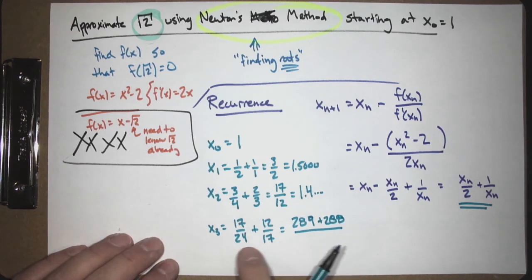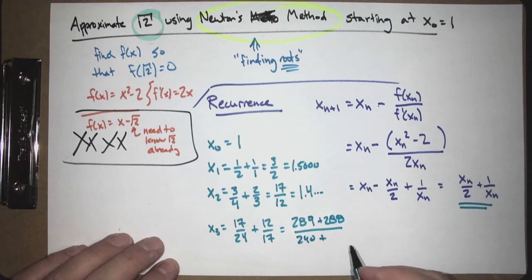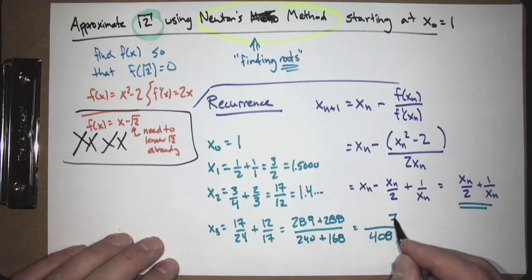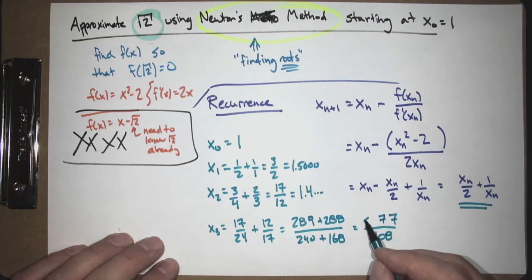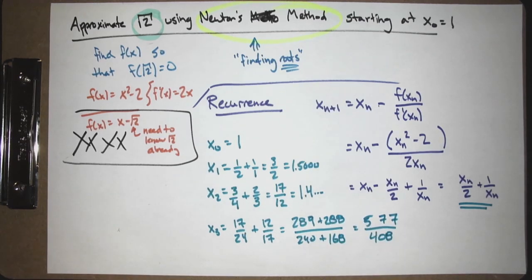And, okay, 24 times 17 is again a number. 540. Okay, no, hold on, I should do this right. This is 240. That's 24 times 10. And then 7 times 24, 140, 168. So that gives us something over 408 downstairs, and upstairs it's 577 over 408.